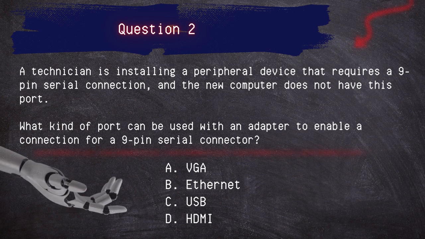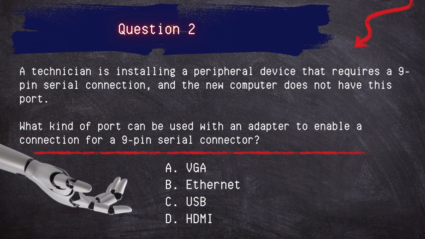Question number 2. A technician is installing a peripheral device that requires a 9-pin serial connection, and the new computer does not have this port. What kind of port can be used with an adapter to enable a connection for a serial or 9-pin serial connector? A. VGA, B. Ethernet, C. USB, or D. HDMI?